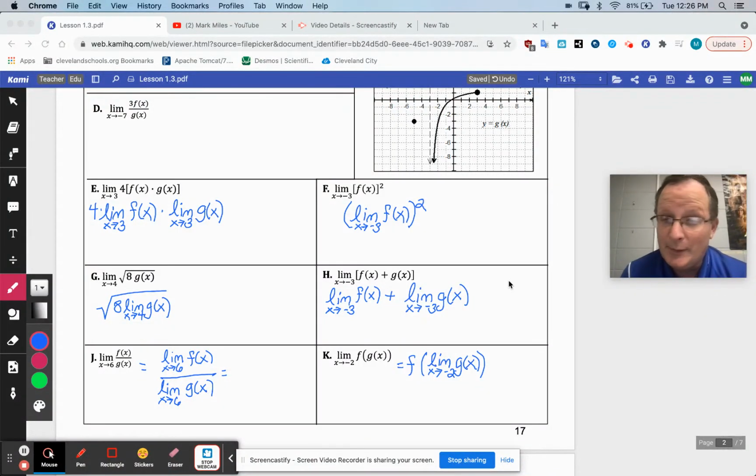Okay, I couldn't deal with the lag anymore, so I went ahead and wrote all of these out in advance. Okay, and then we can talk. We'll still talk about them individually, but I went ahead and used the limit properties to rewrite them. So on E, it's just all three of them multiplied together.